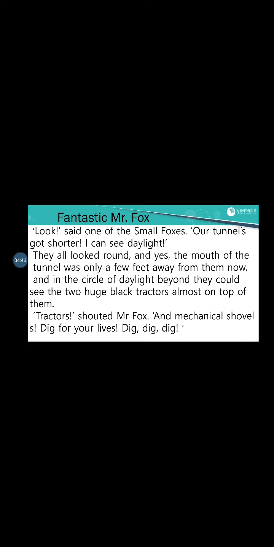They all looked round and yes, the mouth of the tunnel was only a few feet away from them now, and in the circle of daylight beyond, they could see the two huge black tractors almost on top of them. "Tractors!" shouted Mr. Fox, "and mechanical shovels! Dig for your life! Dig, dig, dig!"